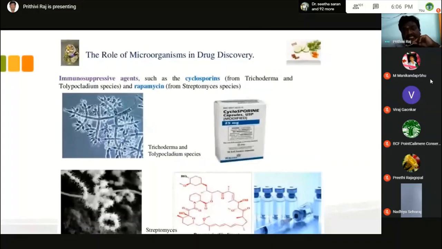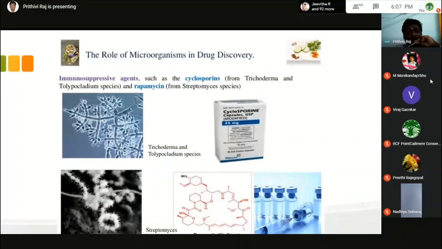If you are suffering from any fever or anything, the doctor will definitely suggest writing this medicine for us to take. We may take it as an anti-diabetic, an anti-inflammatory, or for antiviral disease; these drugs support that. So these are the main roles of the microorganism in drug discovery.